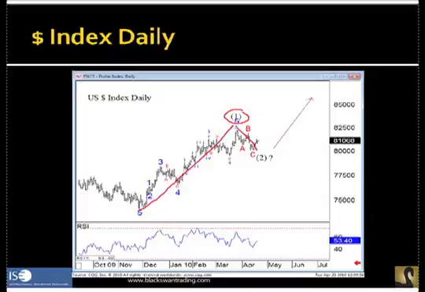So on a long-term basis, we're expecting a very, very big move in the U.S. dollar. And here's where we are, as I said, on a daily basis.